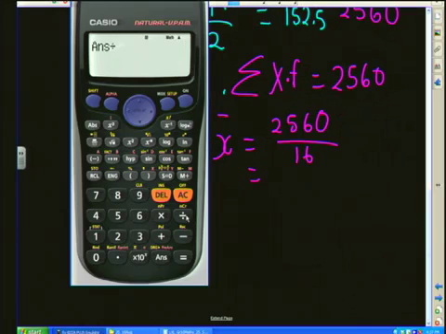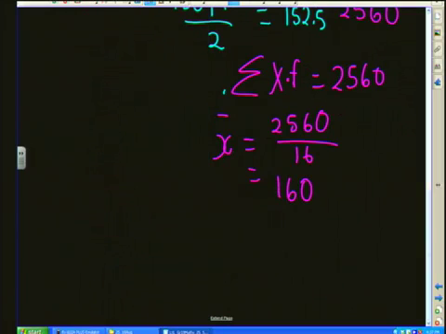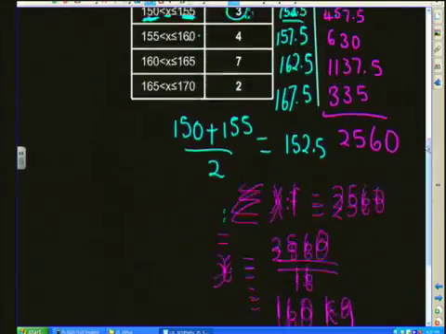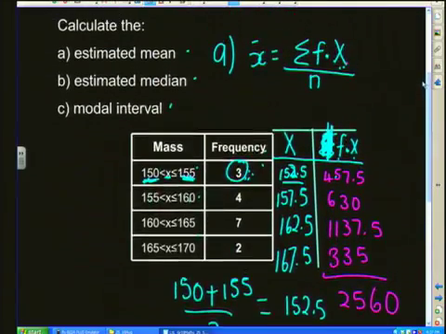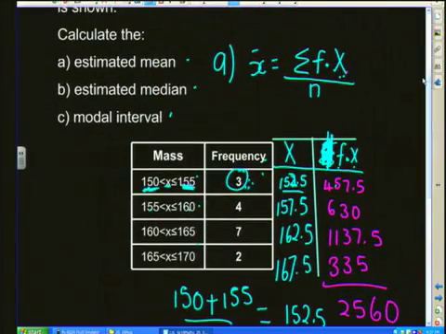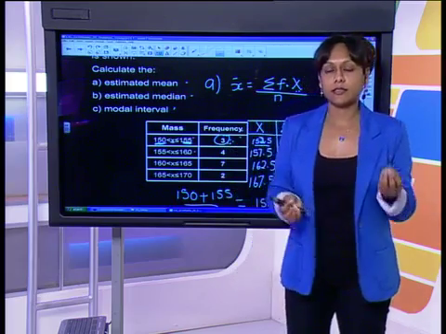So we take that, divide by 16, and we get an answer of 160. Okay, so therefore what that means is that the mean mass of the bodybuilders is 160 kilos. So on average, they weigh 160 kilos.